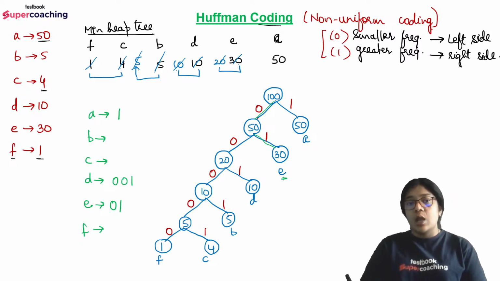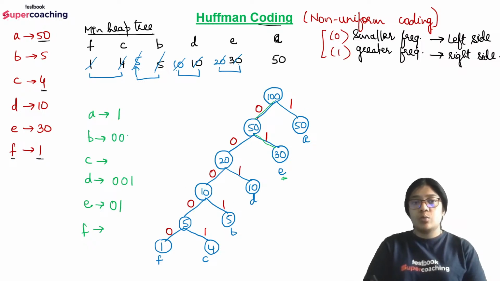be any edge. Next is 0001. This is for B, 0001, and for C it's 4 times 0, and then we are getting 1, and for F we are getting 5 zeros. So we have generated the code.